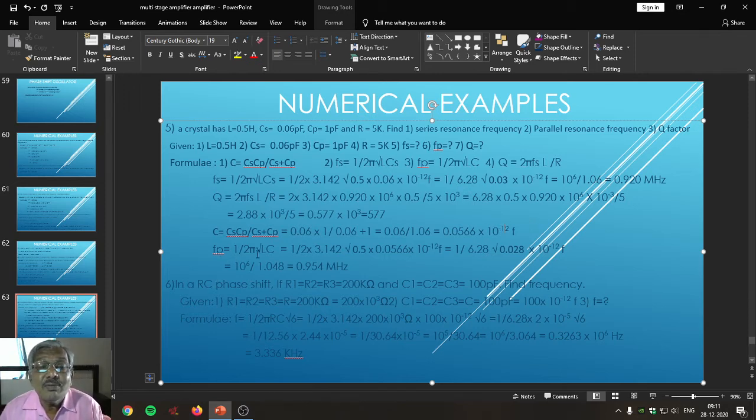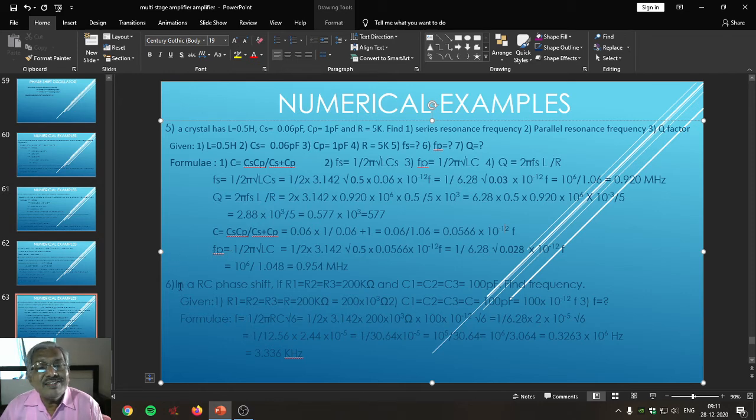So Fp is equal to 1 upon twice pi square root of LC. That's equal to 1 upon 2 into 3.142 into square root of 0.5 into 0.0566 into 10 raised to minus 12. By simplifying this, one can get 1 upon 6.28 into square root of 0.028 into 10 raised to minus 12. Its square root is 10 raised to minus 6. So when it is taken to the numerator, we can get 10 raised to 6 upon 1.042. That comes to be 0.954 megahertz. So this is how one can solve the examples.